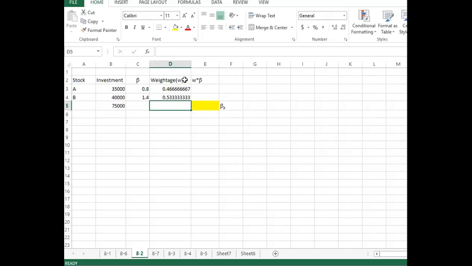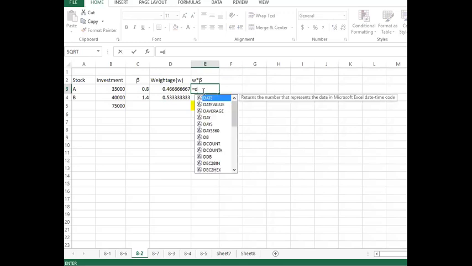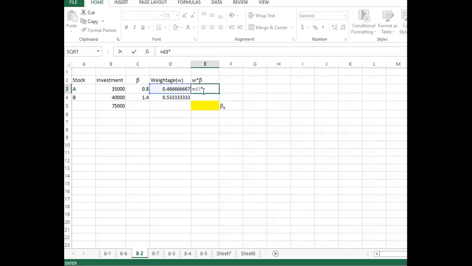The next step is the weightage should be multiplied by the respective betas. So the weightage is 0.4667 times its beta, plus 0.5333 times its beta. By just adding these two, we get the portfolio beta, and portfolio beta is 1.120. So that's it for A-2.